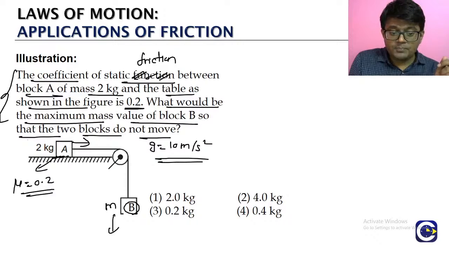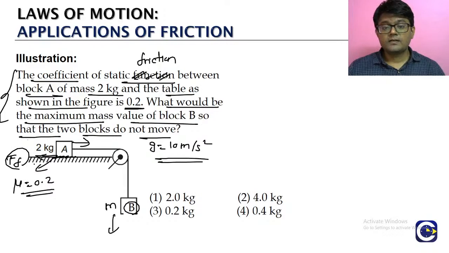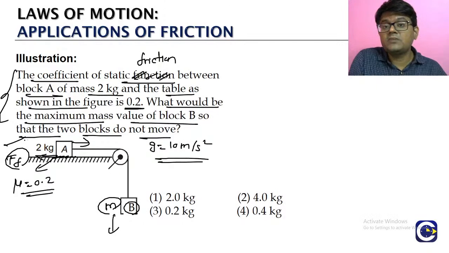But what is opposing the block A movement? Frictional force. The frictional force can only reach a limiting value. So as we are adding more and more weight here, the downward pull force will keep on increasing, right? The block A can hold only up to its limiting value of the static friction. That is the concept here.